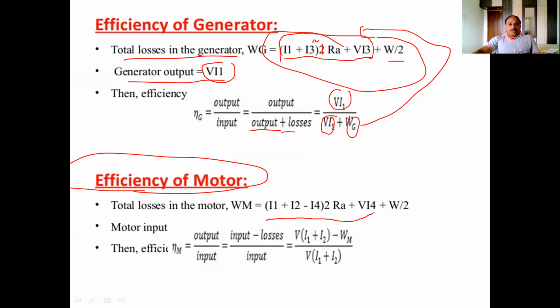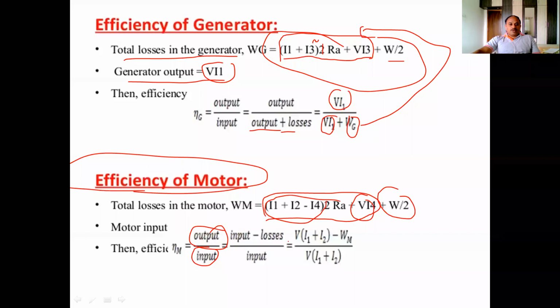The total losses in the motor are the armature copper loss, shunt field copper loss, and constant losses. Efficiency equals output by input for any machine. So output is written as input minus losses. The input to the motor is voltage into current, V into I1 plus I2, minus the total losses of the motor, divided by the input V into I1 plus I2. In this manner, both machines' efficiencies are calculated.